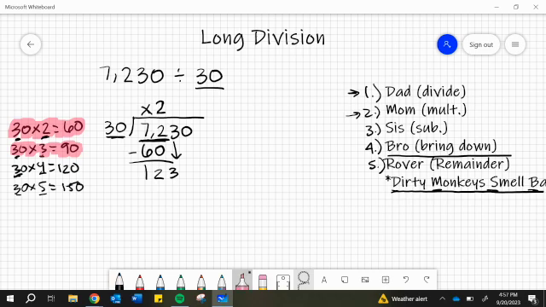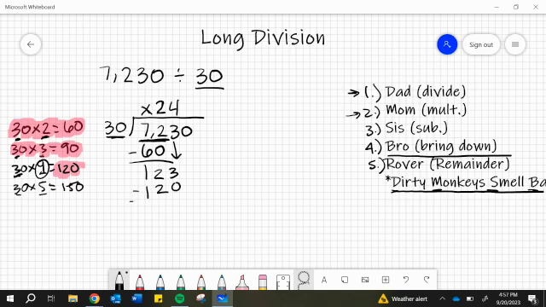I don't want to go over my next quotient, right? So I want to stay under it. And I know 120 is right below 123. Now, how many 30s can fit into 123? Well, I said it over here is 4. Okay, so 30 times 4 is 120.